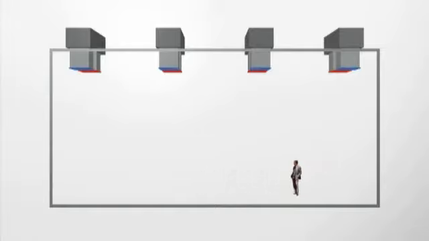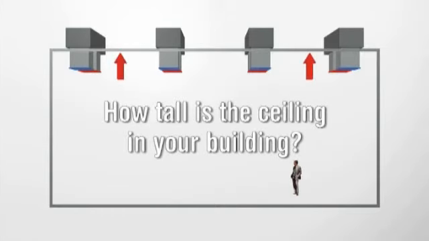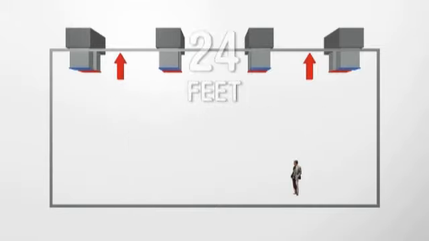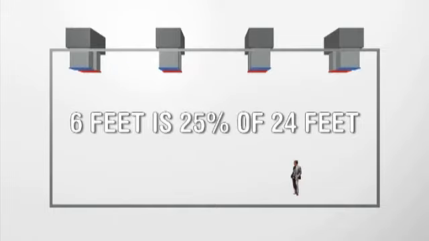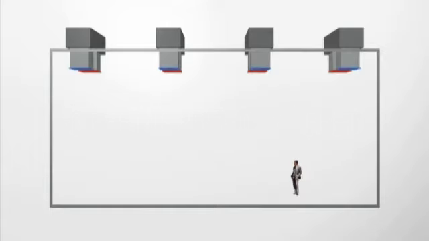But let's ask another question. How tall is the ceiling in your building? And the answer to that question is, or at least here in San Antonio, your ceiling heights are at 24 feet. 6 feet is 25% of 24 feet. Maybe you see the direction in which I'm going. So let's look at another illustration here.